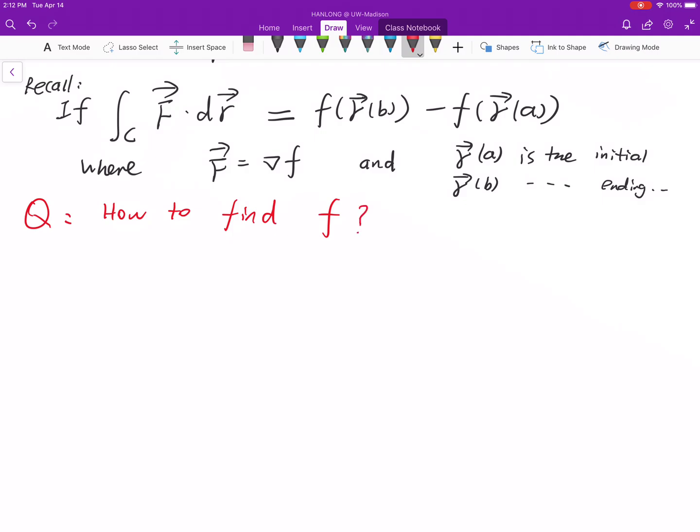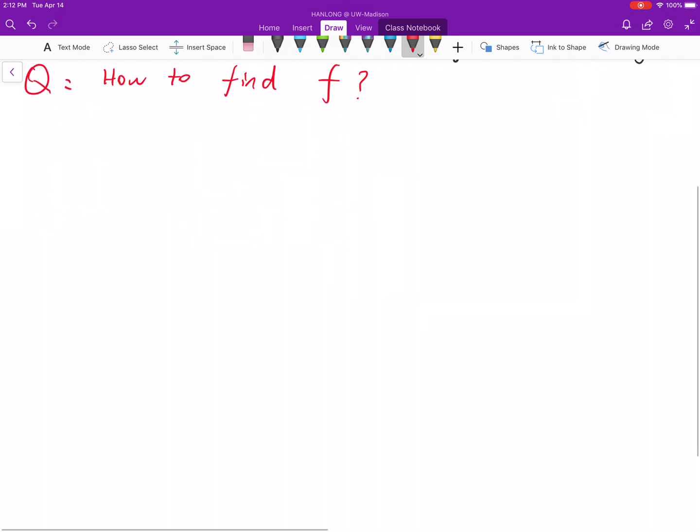Recall the example we showed before for the gravitational field. For that case, someone already tells you what is the small f, so you don't need to worry about that. You just plug in the formula. But in general, you may have difficulty to find this f, so we need to find some general procedure to derive the potential function.